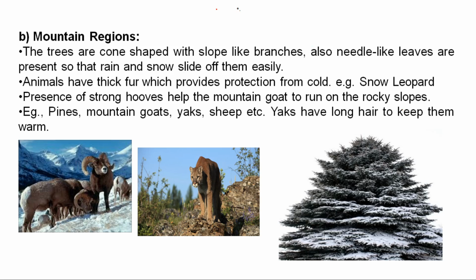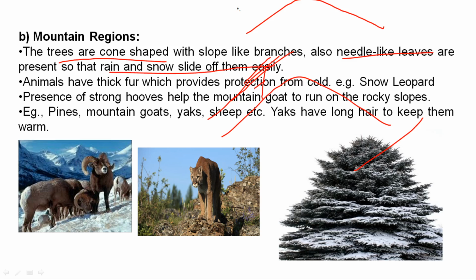Next, mountain region. Mountains are in high altitude. Okay, so the trees are cone shaped because water or anything that is falling is always going down. Okay, and air will also flow like this. That's why the trees are cone shaped. Look at here, this tree is cone shaped with sloping branches, also needle like leaves. The needle like leaves are present so that rain and snow slide off easily. The rain and snow that falls on top will slide straight down.